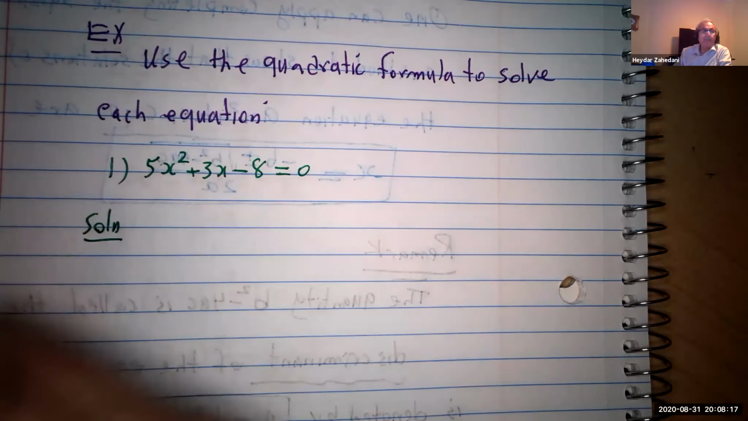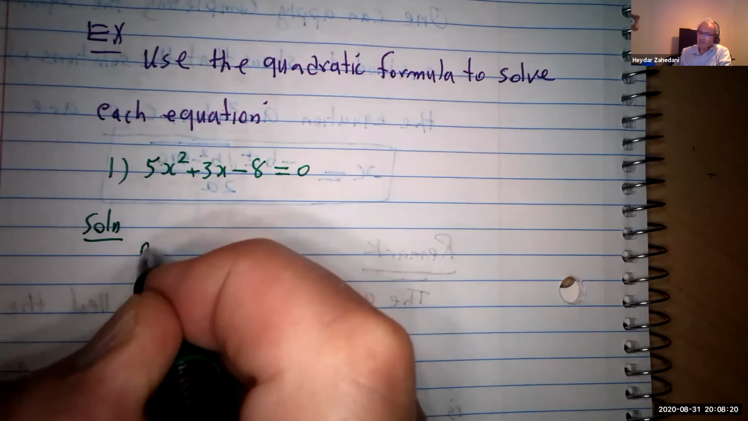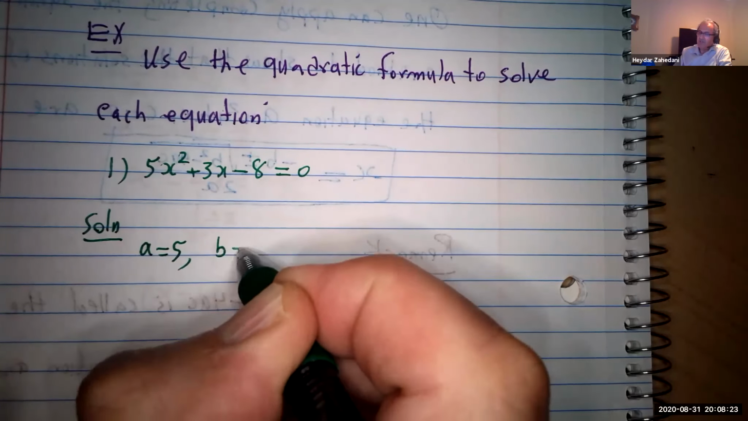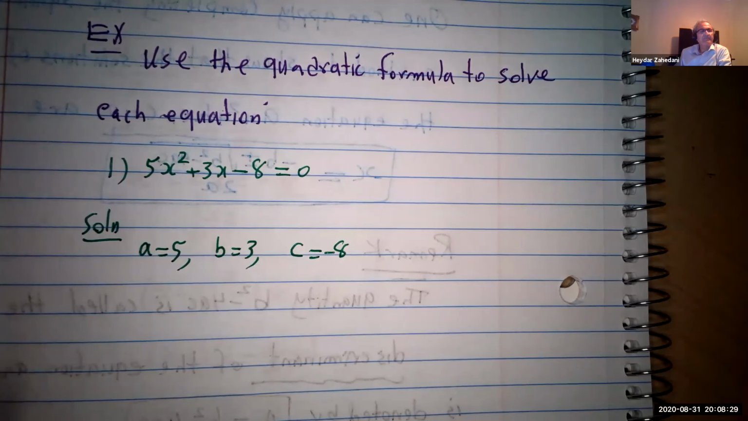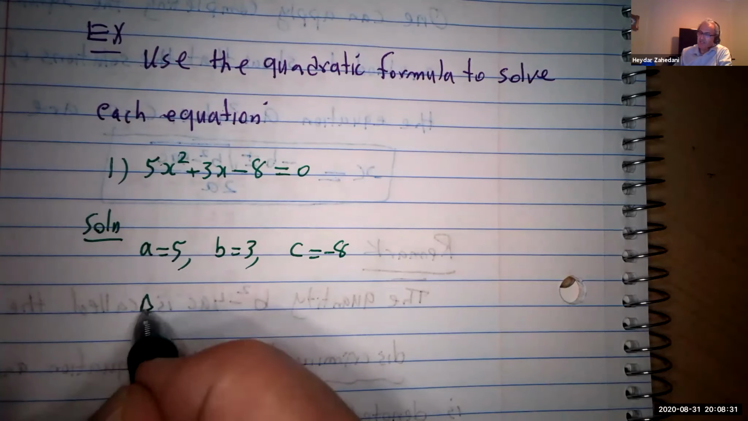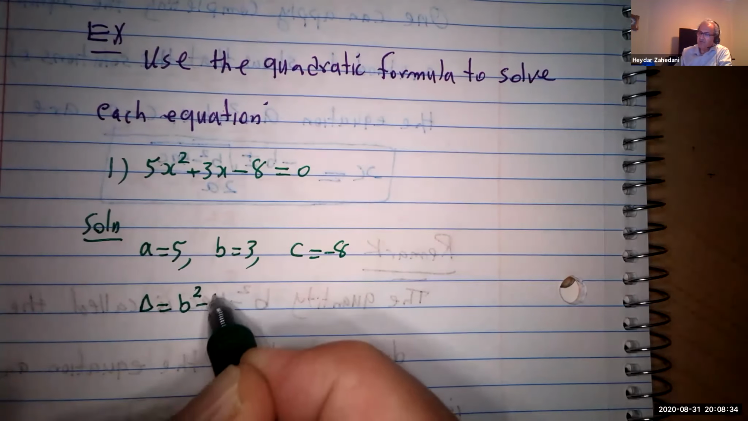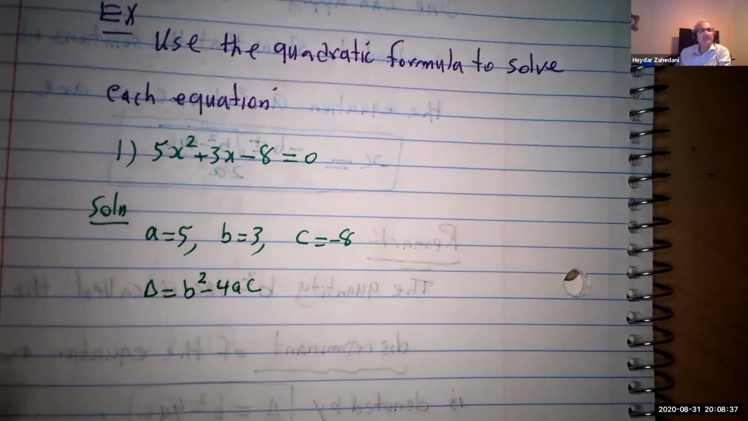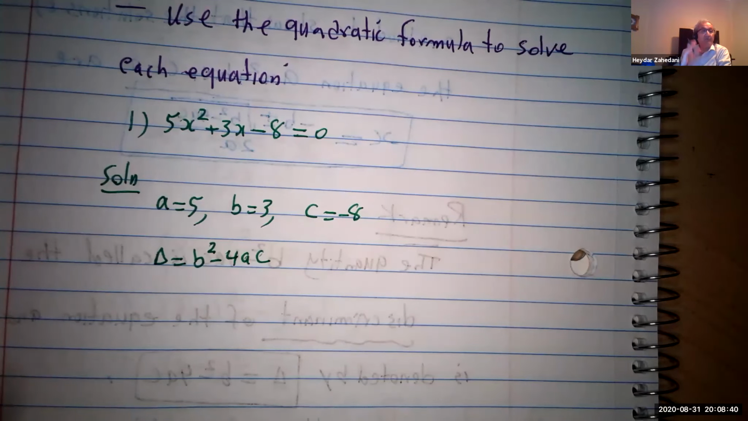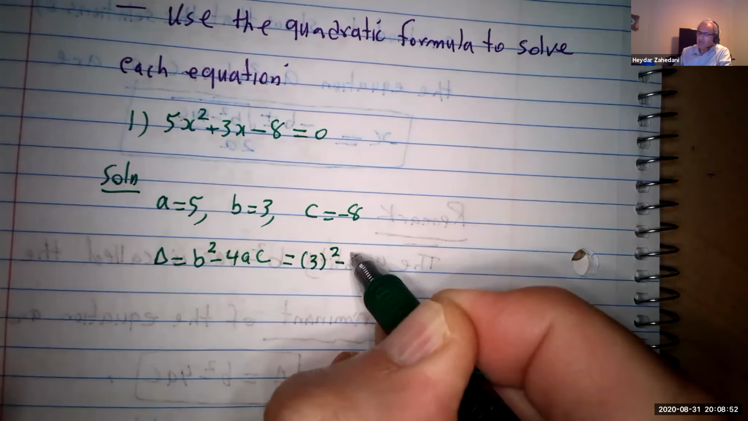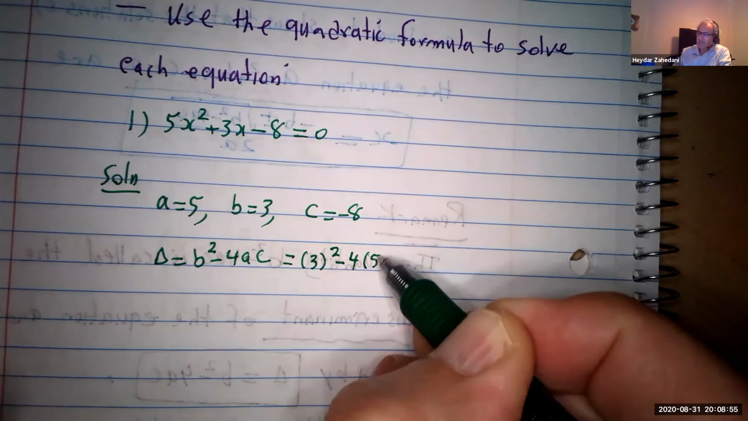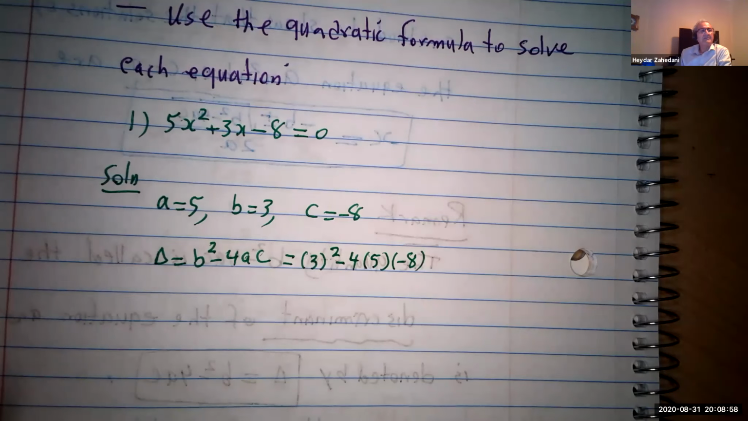Solution: find a, b, c. a is equal to 5, b is equal to 3, and c is equal to negative 8. We go for the delta first. So delta is b squared minus 4ac. That's easier to get this one first, really. If you don't like it, you can go with your formula. We don't mind. When you substitute, you must use parentheses. So b squared would be, in parentheses, 3 squared, minus 4ac, a is 5, c is negative 8. So that would be 4ac.